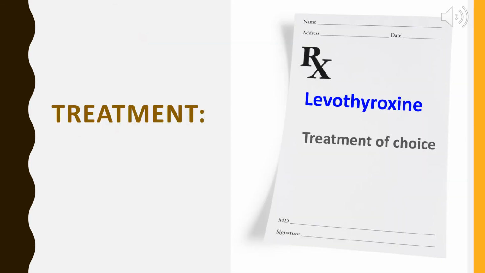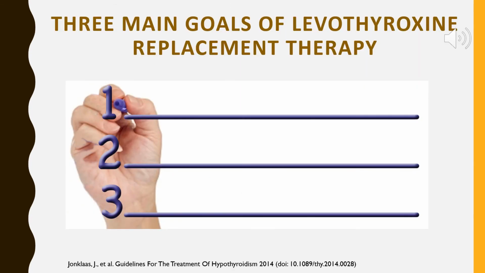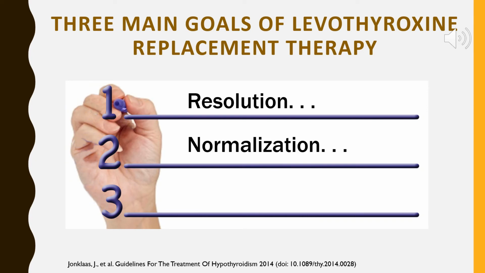Levothyroxine is the treatment of choice for the routine management of hypothyroidism. Levothyroxine preparations are manufactured in many different dosages and allow for the precise titration of an individual patient's requirements. There are three main goals of levothyroxine replacement therapy: to provide resolution of the patient's symptoms and hypothyroid signs, including biological and physiologic markers of hypothyroidism, to achieve normalization of serum TSH with improvement in the thyroid hormone concentrations, and to avoid overtreatment or iatrogenic thyrotoxicosis, especially in the elderly.